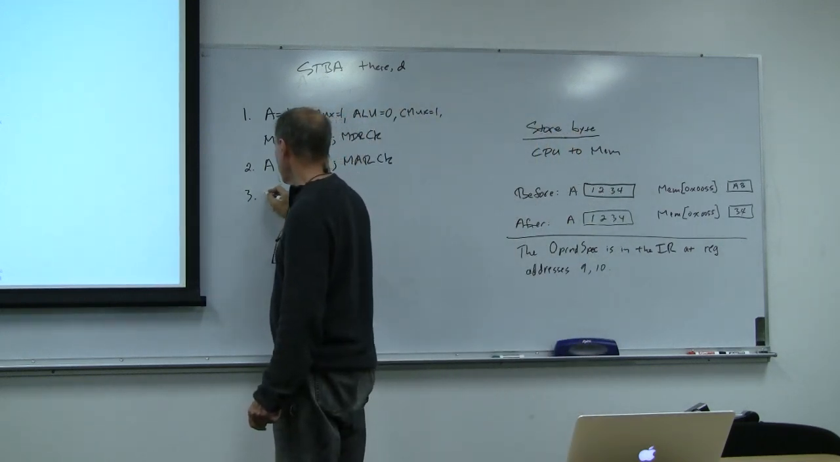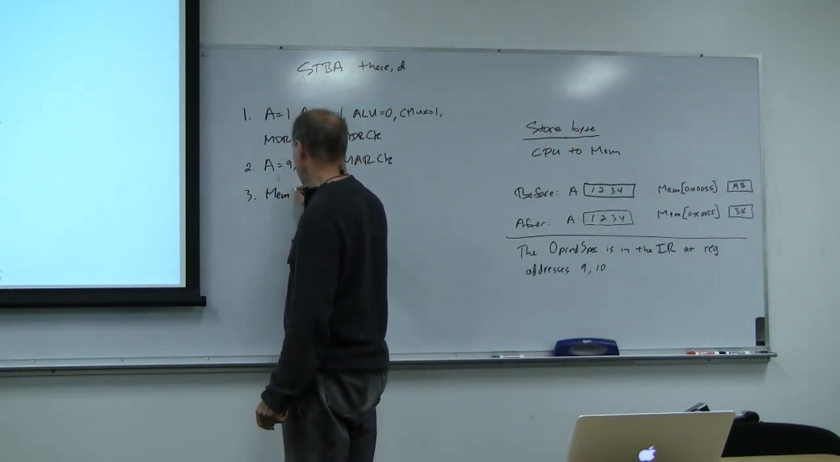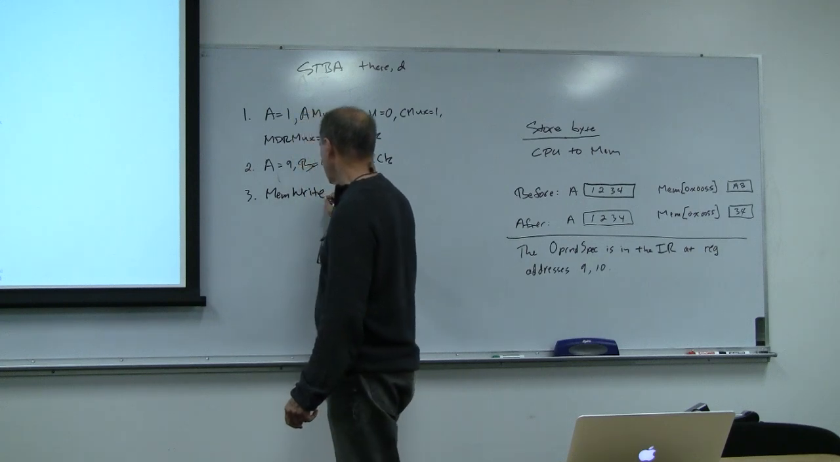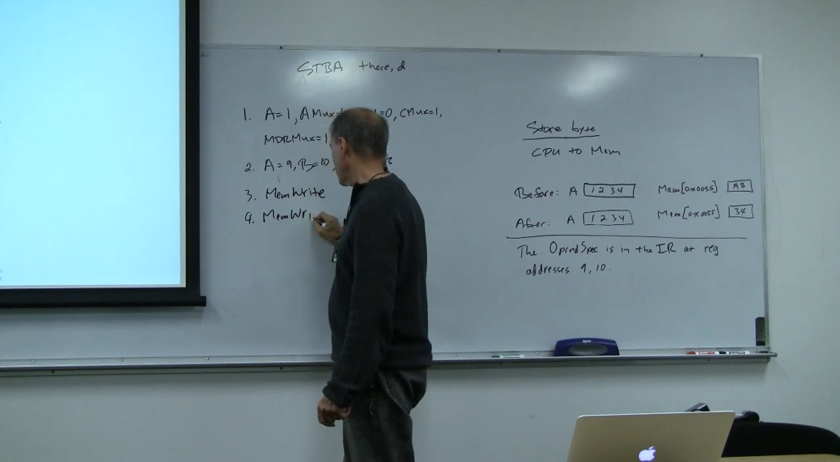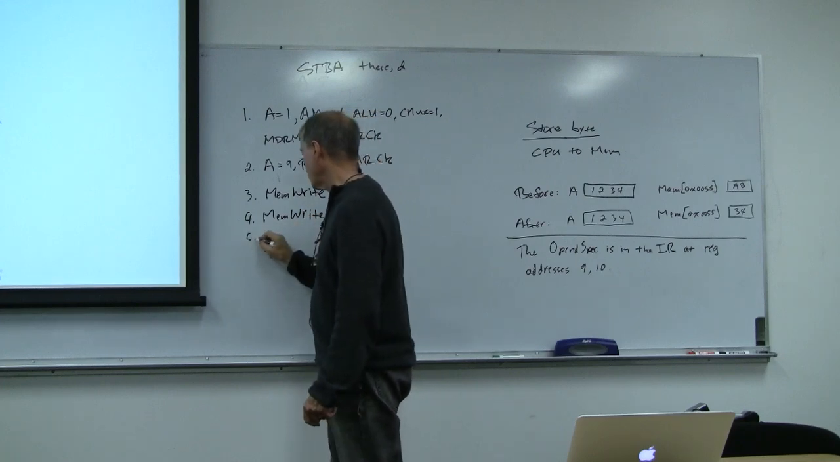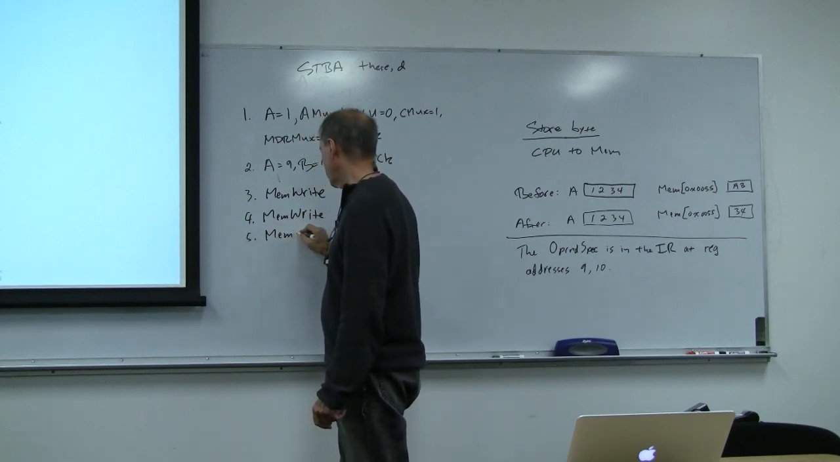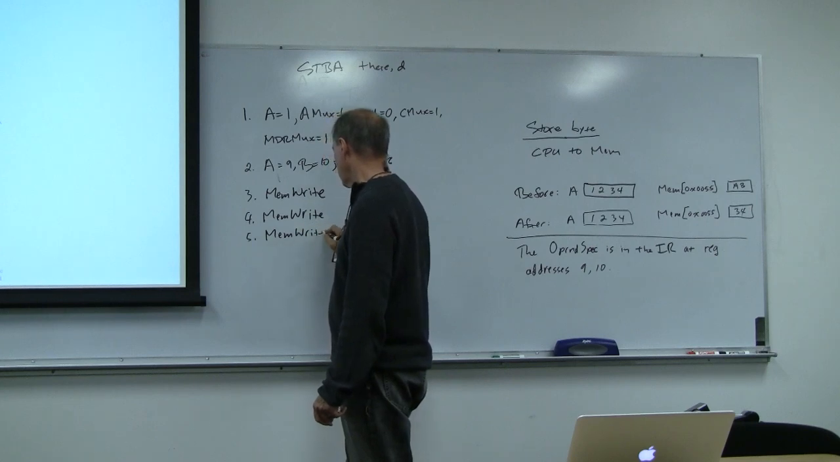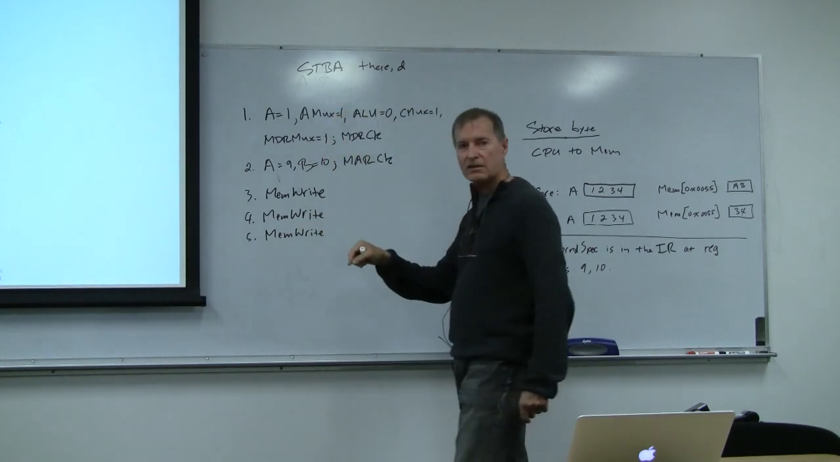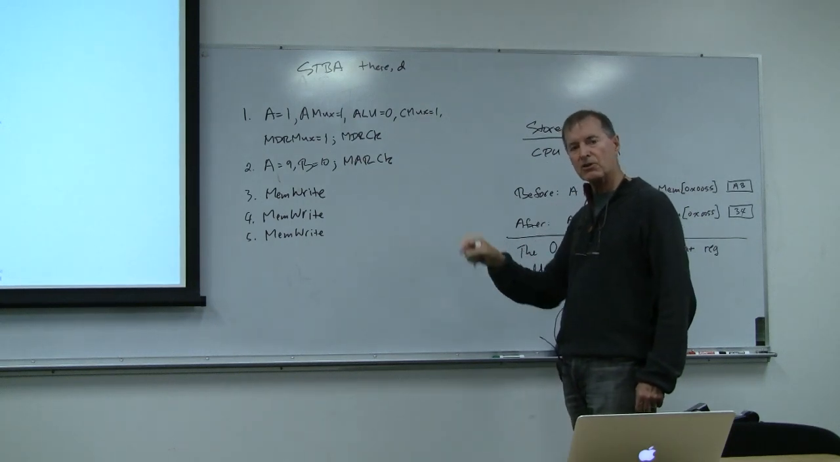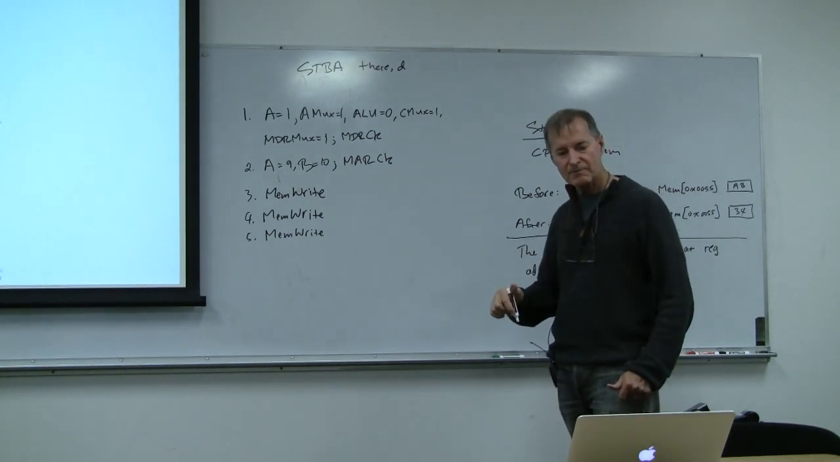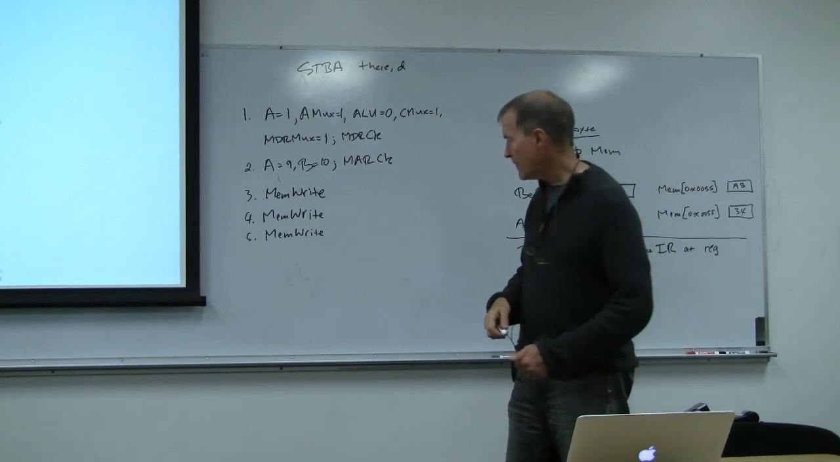So 3 is going to be what? Memwrite. 4 is going to be what? Memwrite. 5 is going to be what? Memwrite. And we don't clock. The memwrite will clock. We don't clock memory from the CPU. We don't clock it into the cell in memory from the CPU. How many cycles?